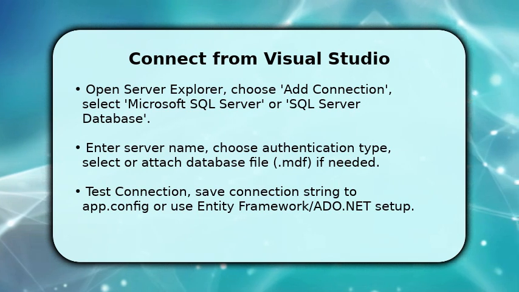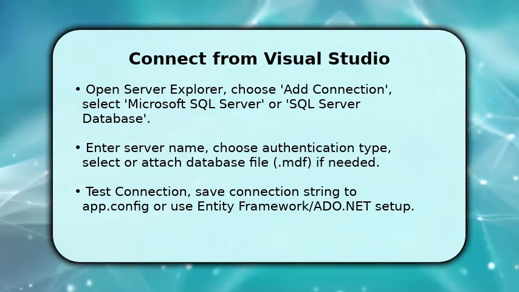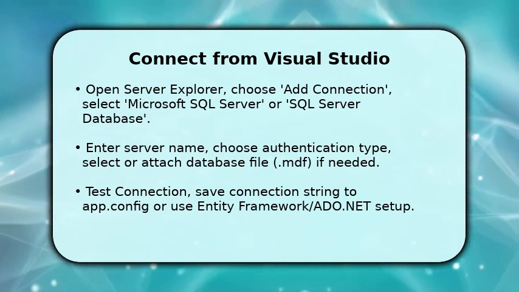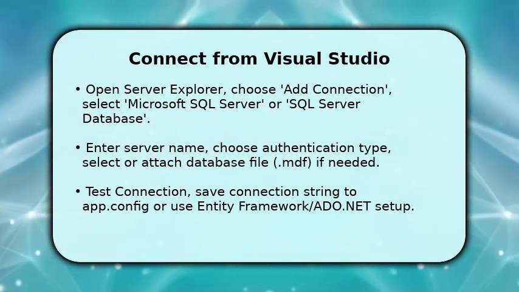Visual Studio will add a connection string to Server Explorer and optionally update app.config. If using EF, scaffold the model or create DB context to start querying. Finish by verifying the connection string in app.